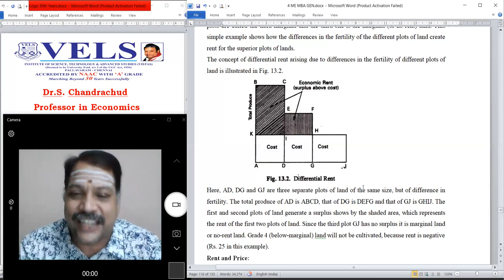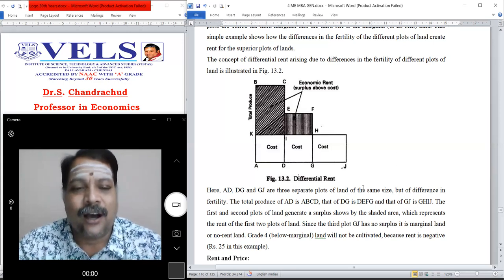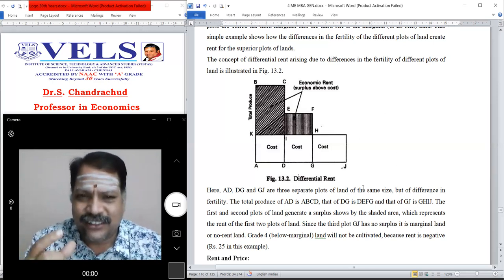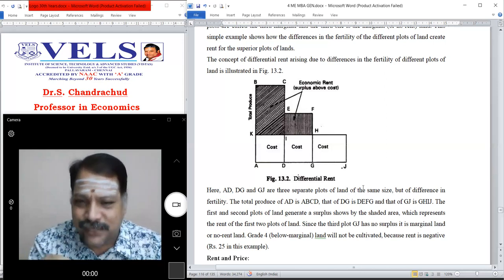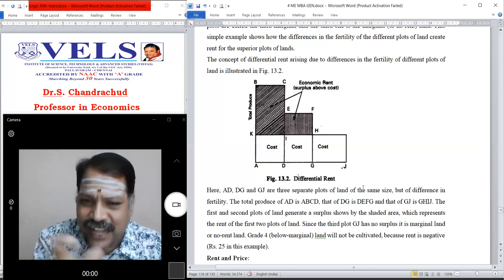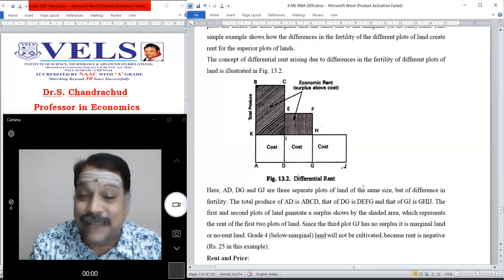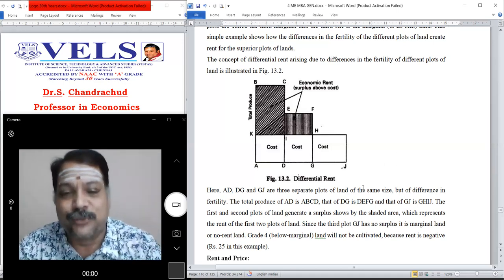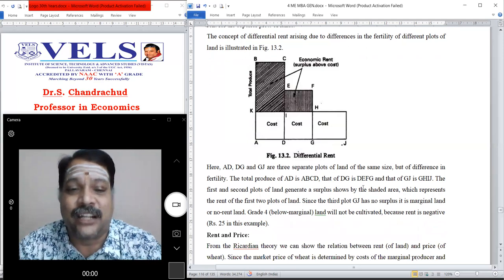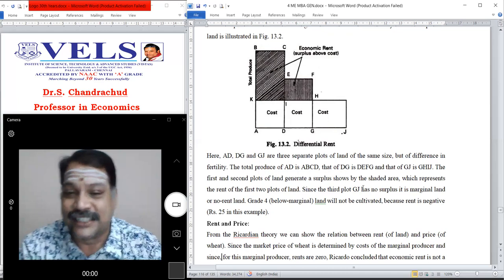The first and second plots of land generate a surplus, as they have different fertility. The shaded area represents the surplus in the first two plots of land. Since the third plot GJ has no surplus, it is a marginal land, a no-rent land, we may say. Grade 4 is below this marginal and it will not be cultivated because the rent is negative. In this example, rupees 25 will be the rent value.